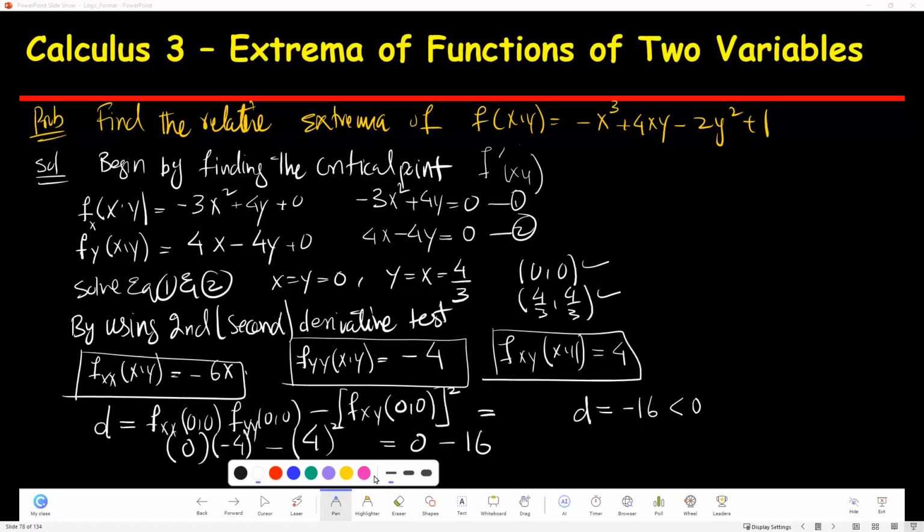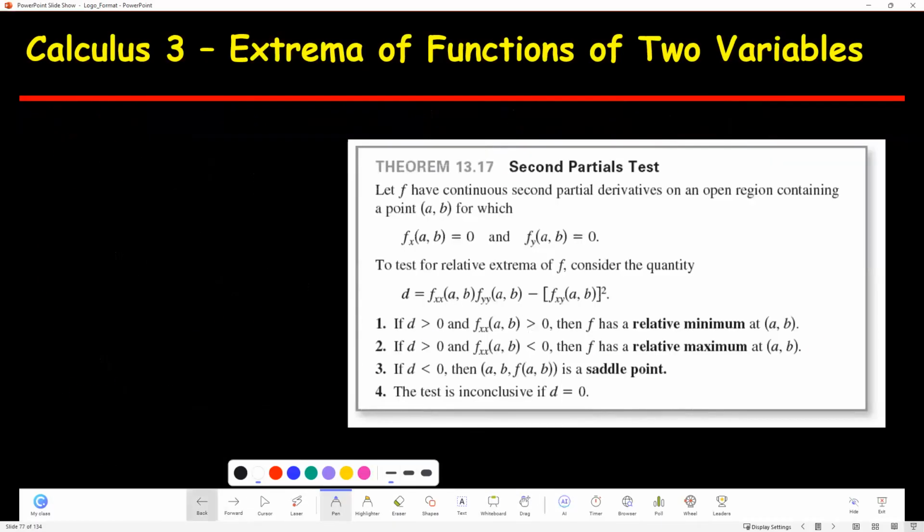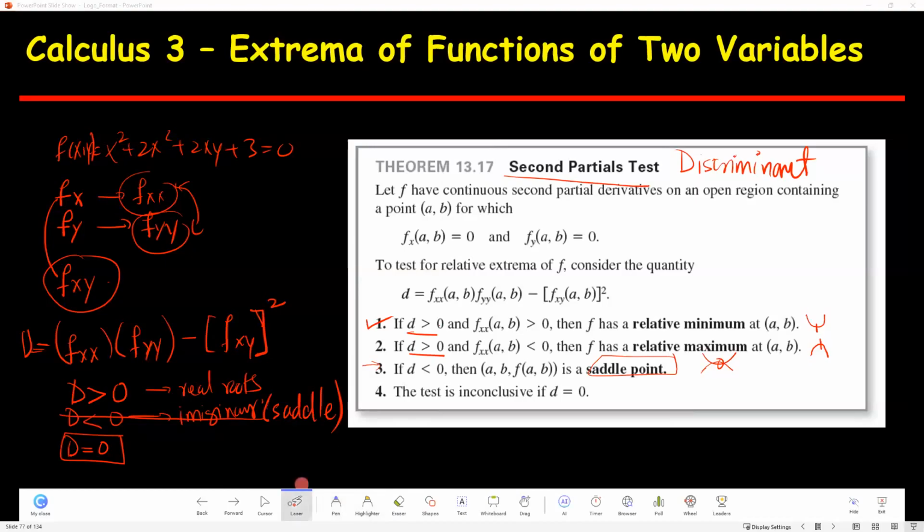Okay, let me go back to the previous slide. So my D is equal to minus 16. I'm going to check minus 16, and I am here. Looks like D, this one, maybe, right? And if my D is smaller than 0, I don't have to check anything else. I can simply say this is my saddle point. If D is bigger than 0, then I have real roots. If D is smaller than 0, which I have right now, minus 16, I don't have to check the roots because my roots would be imaginary.